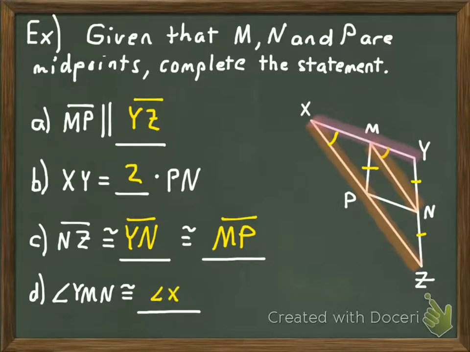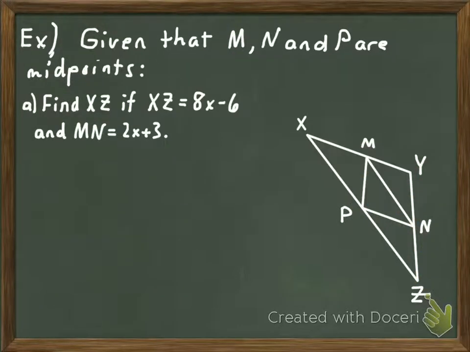One more set of pictures for us to work with here, or rather the same picture with different information. All right, again, I'm telling you that M, N, and P are midpoints of the triangle, but what we're going to do here is we're going to find some distances. I'm asking you to find the distance from X to Z if I know that that distance is equal to 8x minus 6, and that the distance from M to N is equal to 2x plus 3.